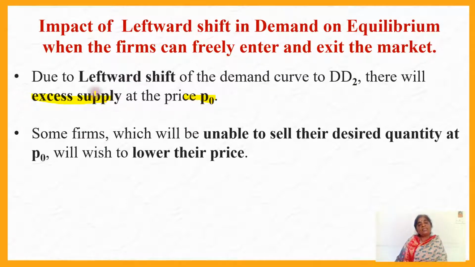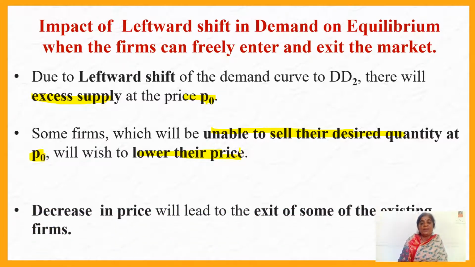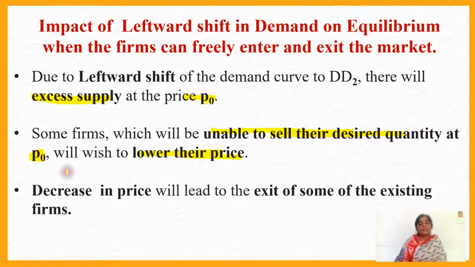Due to this excess supply at P0, what will happen? Some producers or firm owners will not be able to sell their desired quantity at the initial price P0. Therefore, what will they do? They will reduce their price to less than the initial price P0. Therefore, what will happen? There will be a loss, because when the price decreases, profit also decreases.